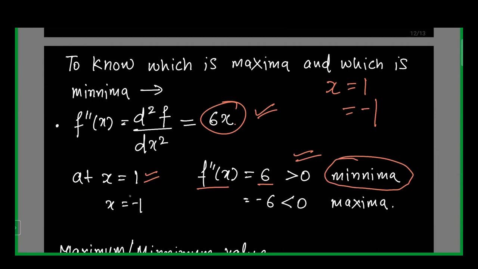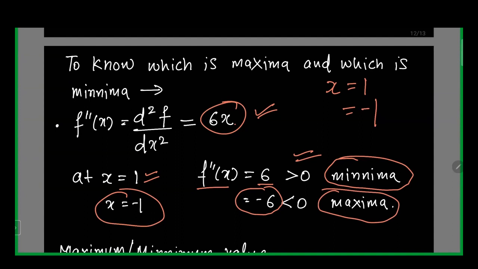Now let's put x equals minus 1. If you put x equals minus 1, your double derivative will be minus 6. If it is less than 0, it means you have a maximum. So if your double derivative is more than 0, minima, and if your double derivative is less than 0, maximum. So what do we learn from here? x equals 1 is a minima, and x equals minus 1 is a maximum. Now we definitely know which point is maxima and which point is minima.